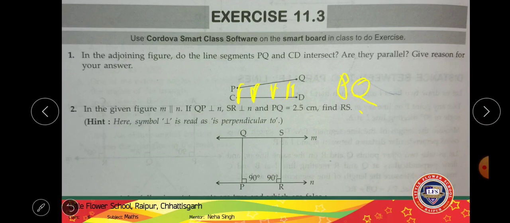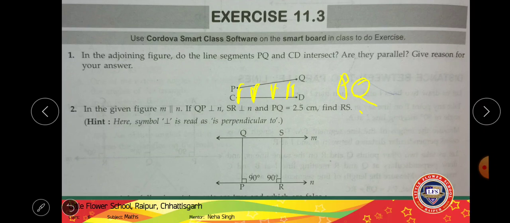You are going to write no, line PQ is not parallel to CD. And the reason you write: the distance between the two lines is not equal, hence they are not parallel lines. So this is the reason you are going to write.